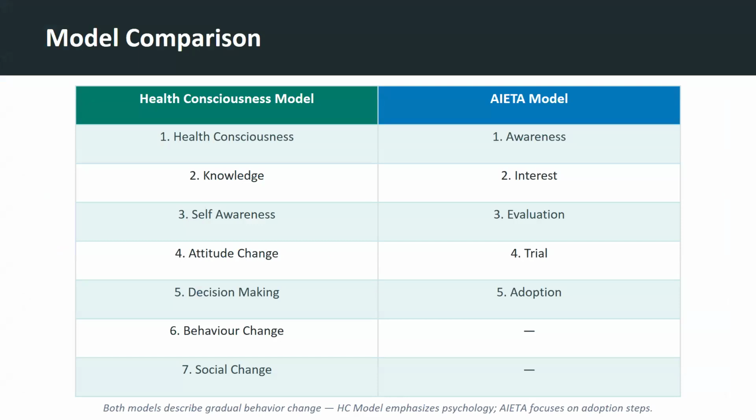So this is the comparison of the two models. The health consciousness model has 7 steps, and the AIETA model has 5 steps. Both models describe gradual behavior change, but the health consciousness model emphasizes the psychology, and the AIETA model focuses on the adoption steps.